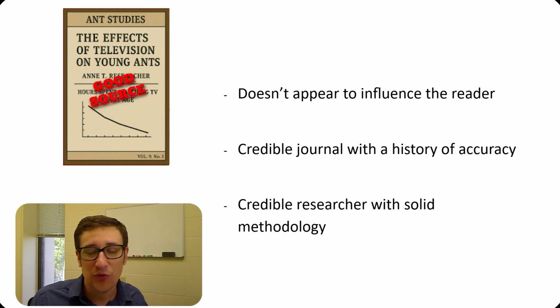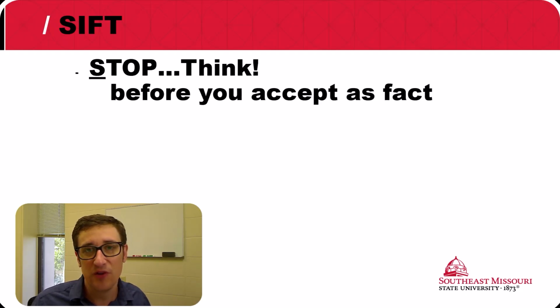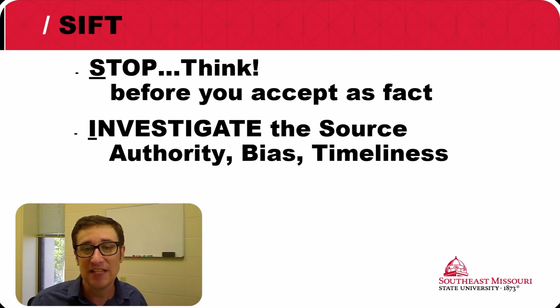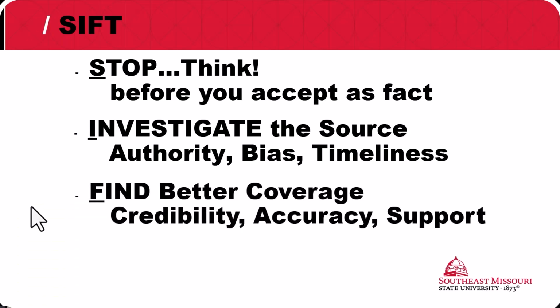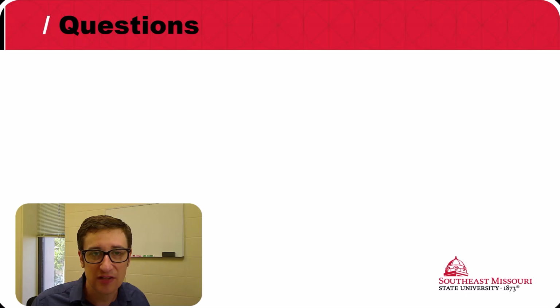So these have been some pretty silly examples, but hopefully you can kind of see the thought process, how you might go into this. Stop and think before you accept something as a fact. Investigate the source. When did it get published? Is the person an authority? Do they have a bias? Is there some reason they're trying to get me to believe something? Find better coverage. Maybe you see something in the news, see if you can trace it back to an actual academic article and find out who published that article. Trace the claims to their original context, as we've talked about.